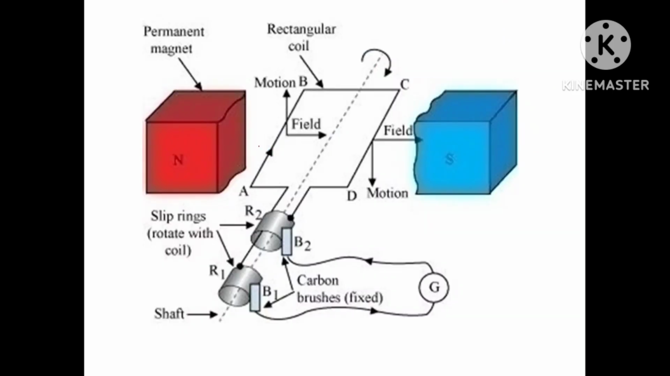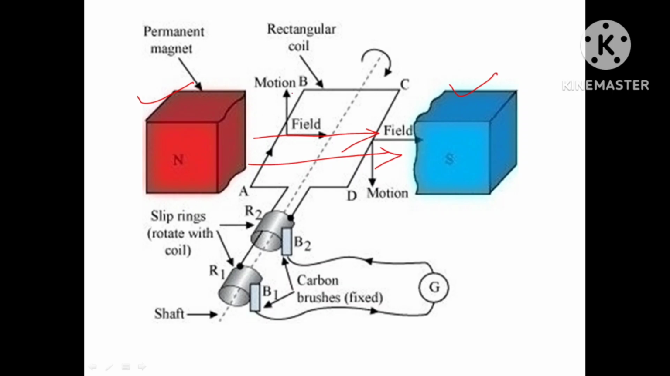To explain Faraday's law, just see this diagram. These are two permanent magnets, this is the north pole and this is the south pole. This is a simple diagram of an electrical generator. When you study the electrical generator, you will get to know the details of these parts, but to understand Faraday's law simply, I will explain here. These are two permanent magnets, so a magnetic field is induced. The direction of the magnetic field is from north to south.